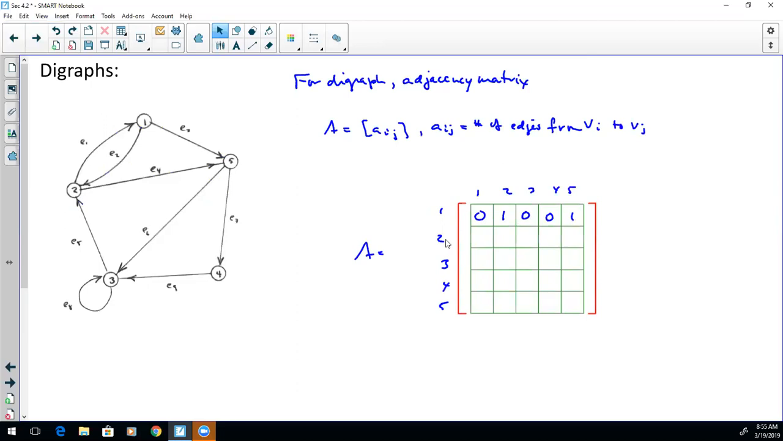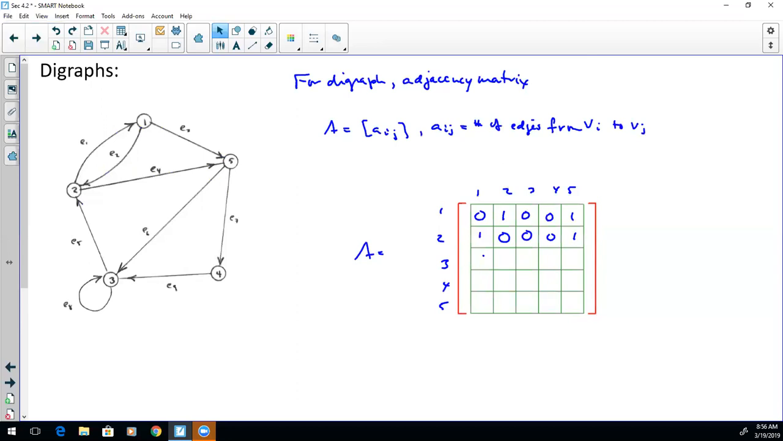Okay, so now we're counting up edges leading out of 2. So from 2 to 1, there's 1. There is no edge from 2 to 2. From 2 to 3, there's not an edge. There's one that connects 2 and 3, but it goes from 3 to 2. From 2 to 4, there is no edge. From 2 to 5, there is one edge.